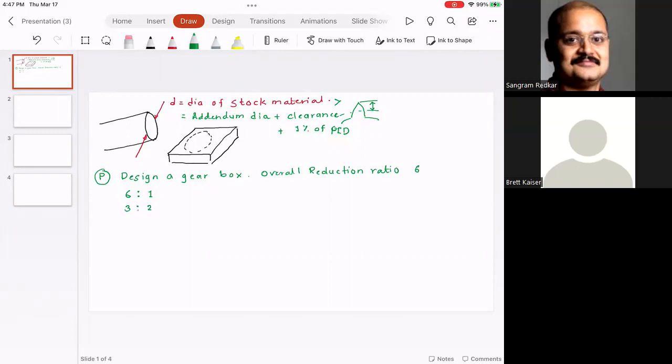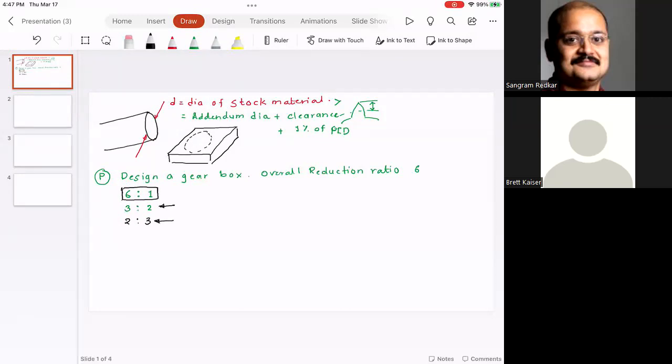Now, some of you may ask me, there is another option too. I can do 2 and I can do 3. Now, should I go with 1:6? Should I go with 3:2? Or should I go with 2:3? That is the question. Because at the end, the overall reduction ratio is the product of the individual reduction ratios. So you get 6 from these approaches.